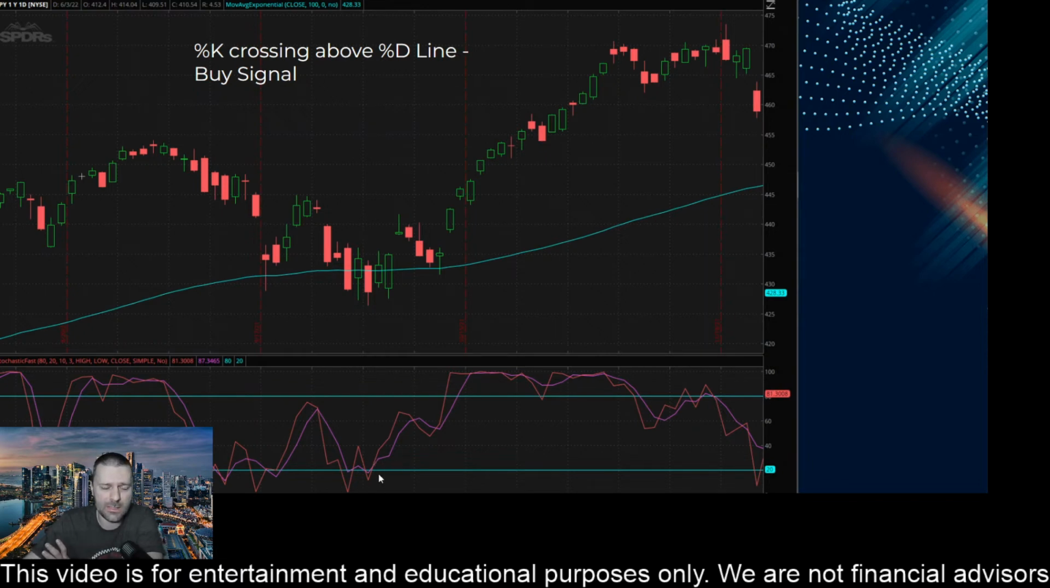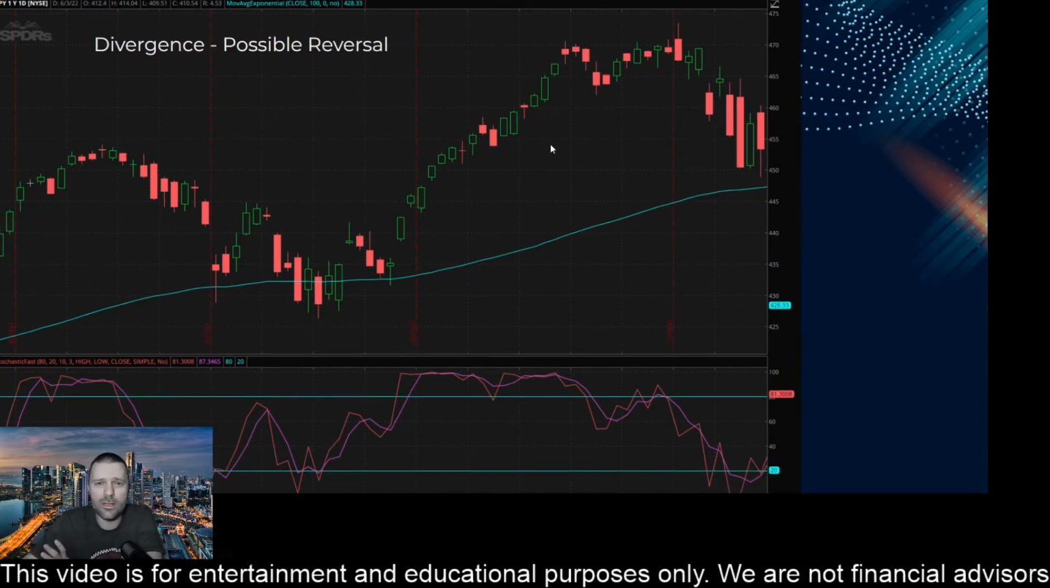So this thing had dipped into the oversold level for a little bit here, climbed out of it. And then you have that red line crossing above that purple line, or that percentage K line crossing above that percentage D line. And then we had this huge rip and this huge reversal in price.